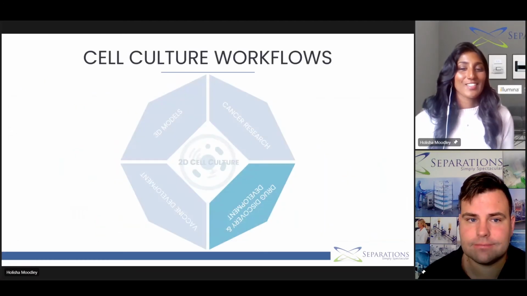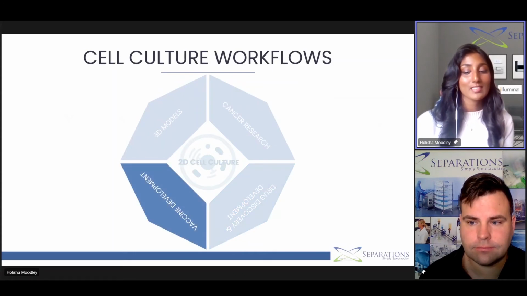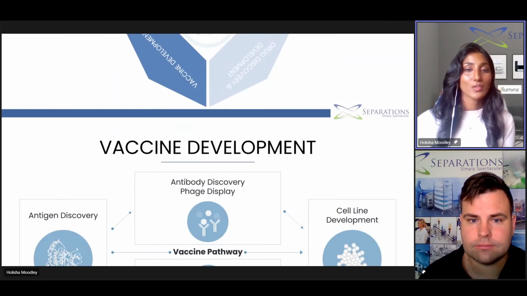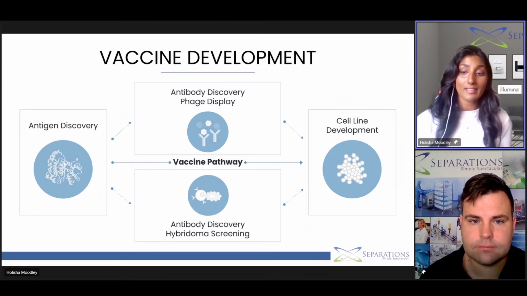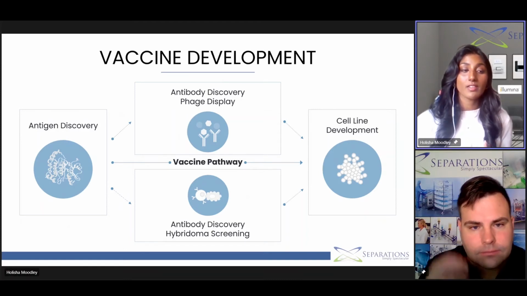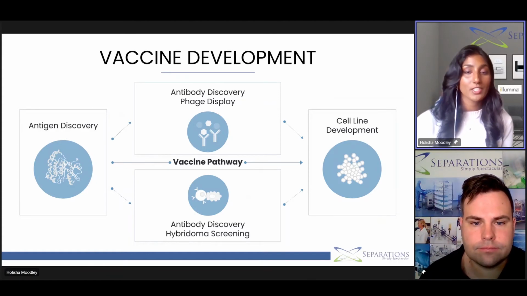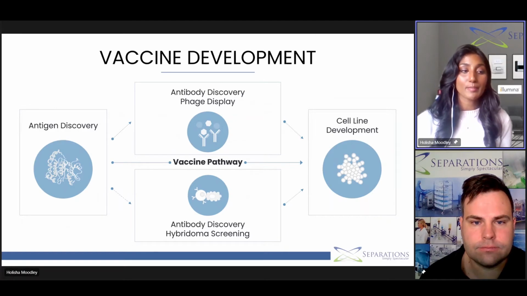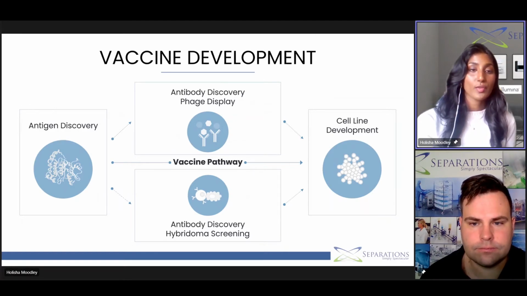Thanks, Jeff. So from drug discovery and development, we move on to vaccine development. Within this workflow, it can vary and it's dependent on the platform that you use, whether it's inactivated viruses or DNA-based vaccines. So what we're going to do here is give a simple overview of a few virus-related workflows, from antigen to antibody discovery to cell line or stable cell line development. So let's get into it.